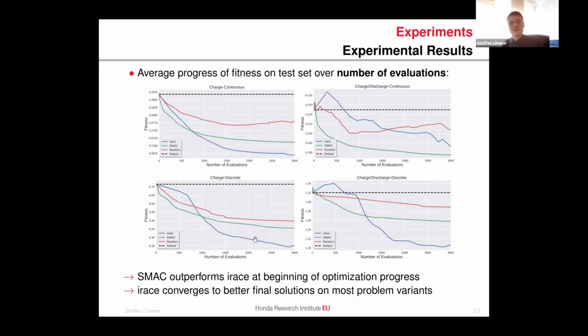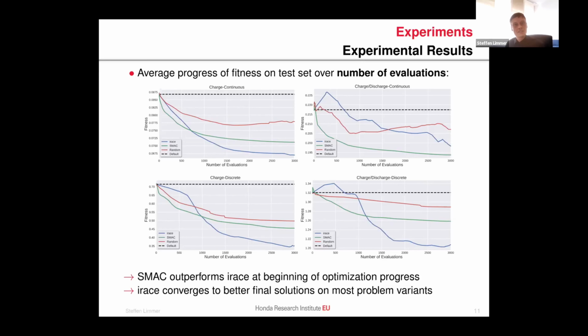And here you can see the results of the experiments. You can see here for the 4 problem variants, the average progress of the average fitness on the test set over the number of evaluations for the 3 parameter tuning approaches. The dashed line indicates the fitness with the default parameter setting of SCIP.